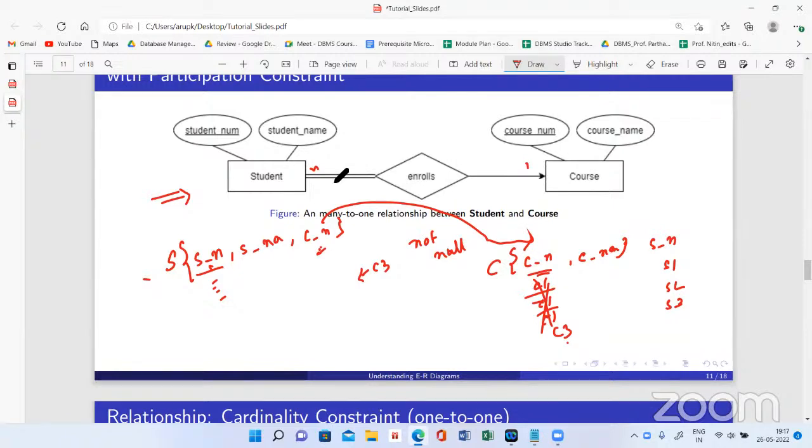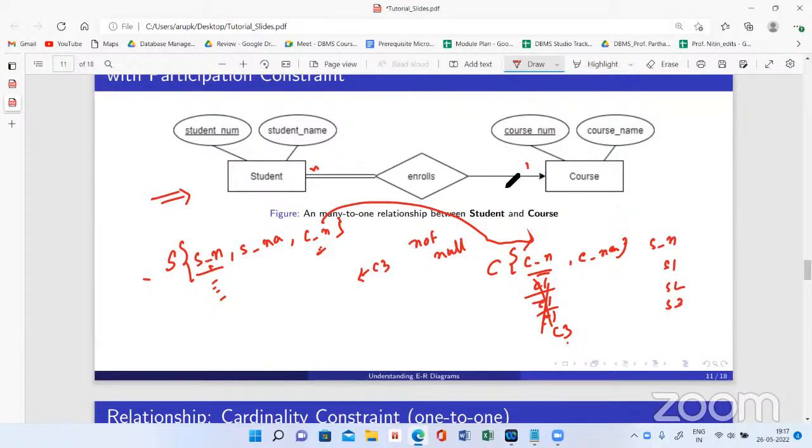No, but is it 1 to n? Because minimum 1 is allowed, right? Minimum 1 has to be there. Earlier we used to write 0 to 1 only. The cardinality ratio and participation constraint are two different things. So the cardinality ratio says it's n to 1. And the participation constraint says the student must have full participation.